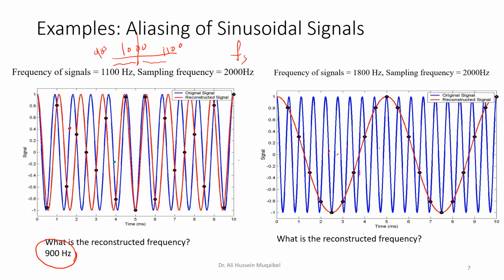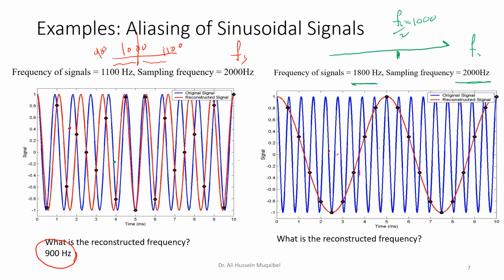A signal with a frequency of 1800, which is sampled at 2000. What will be the recovered signal? The original signal is the blue, the recovered signal is the red. This is Fs. So Fs/2 is equal to 1000. If we draw the frequency line, this is 1000. Here is the folding frequency.